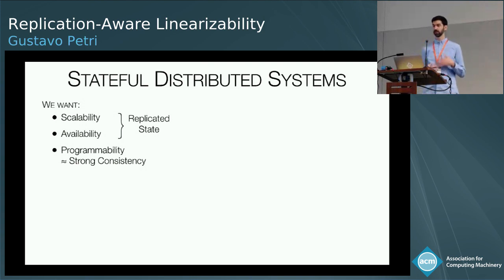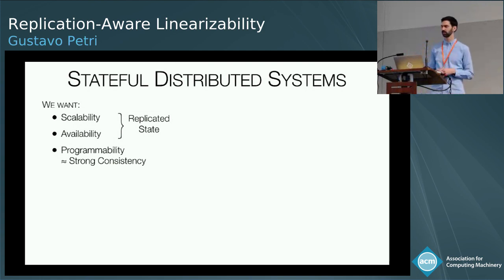You want your application to be available most of the time. That means that whenever you get a client request, you want to be able to answer as quick as you can. And these two goals you can achieve by having the state of your application replicated across the nodes of your distributed system. From the developer point of view, you also want to have programmability. You want the system to be easy to program.